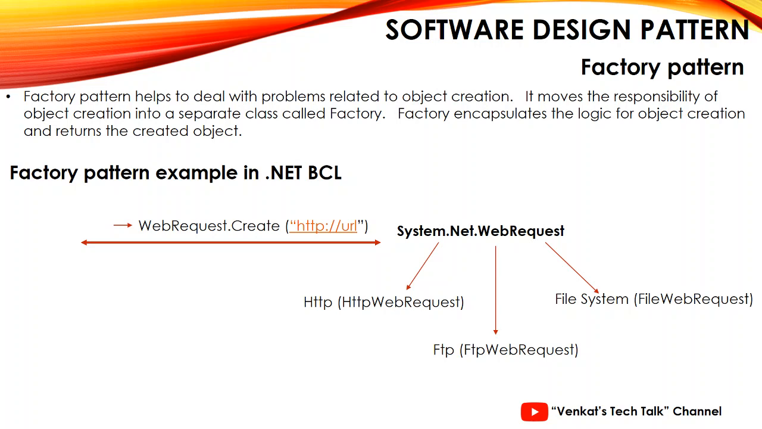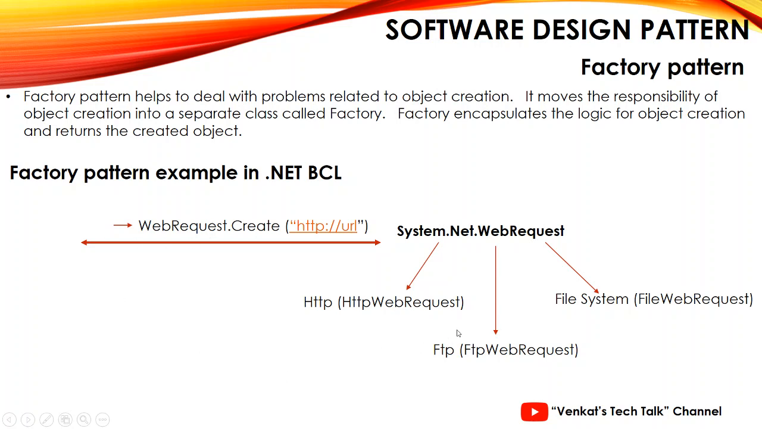So we may need a specific object to deal with a specific type of resource. The type of object that we want to deal with comes from this factory. If you want to create an object, instead of creating the dependency within a class, we call a factory method, which is the Create method on WebRequest, which is part of System.Net.WebRequest. If we call the Create method, it acts as a factory and returns either an HttpWebRequest, FtpWebRequest, or a FileWebRequest object as a result.